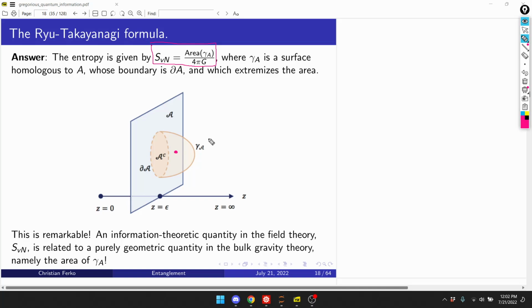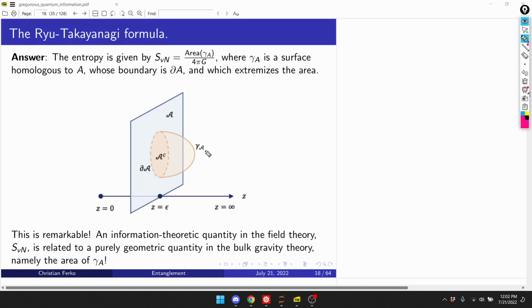Then this surface would no longer be homologous to A if I've excised a point by putting a black hole in, for instance. But up to that, gamma A is just a surface that is homologous to A, with the boundary being the same as the boundary of A, and which satisfies some extremality condition. So it's some geometrical surface that has geometrical properties like area.